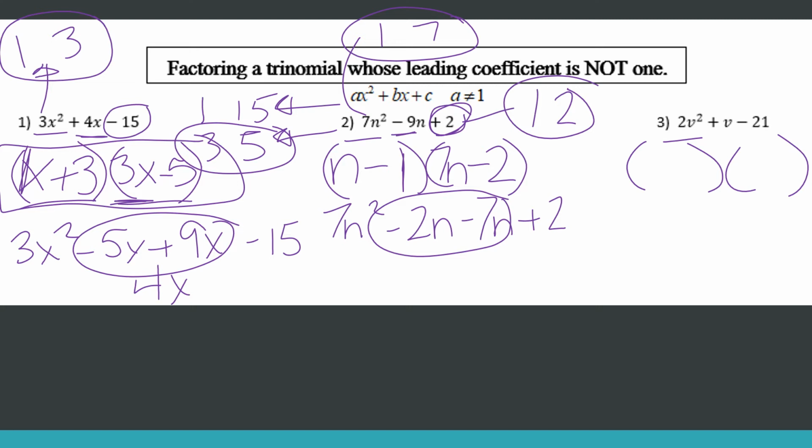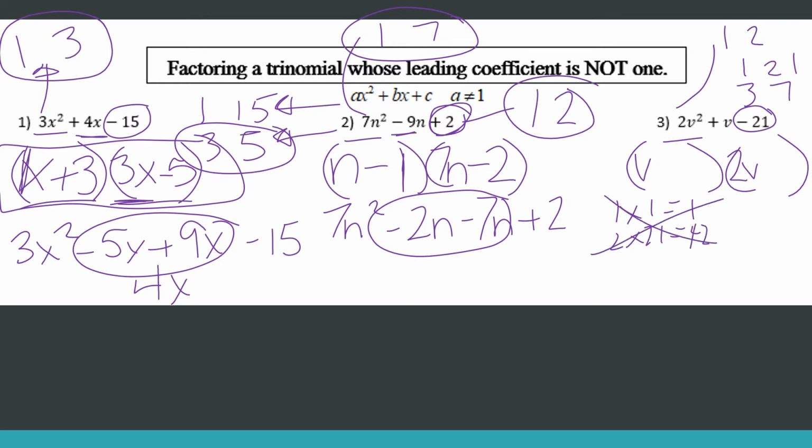Okay, another one here, number 3. I have 2v squared. So the factors of 2 are 1 and 2. So one of them is going to be v, and the other one is going to be 2v. Now I want to look at the factors of 21. So 1 and 21, and 3 and 7. Okay, and I want to get 1 in the middle. So like 1 times 1 equals 1, 2 times 21 equals 42. That's not going to work because 42 minus 1 is only 41.